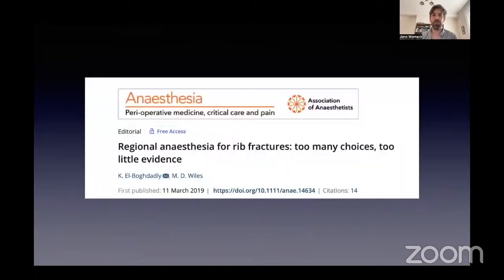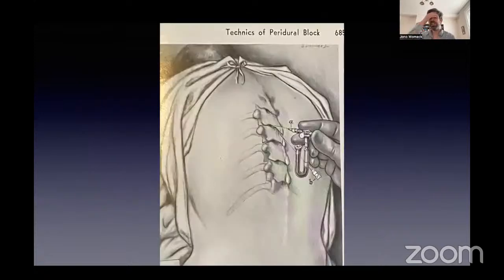So which block to pick? Well, this was from a couple of years ago in Anaesthesia journal. A review article, and essentially they decided that there were too many choices and there's not enough evidence either way. But let's have a think about what we could do. So epidural. So epidural is old. This is a picture from my textbook of regional anaesthesia in 1945.